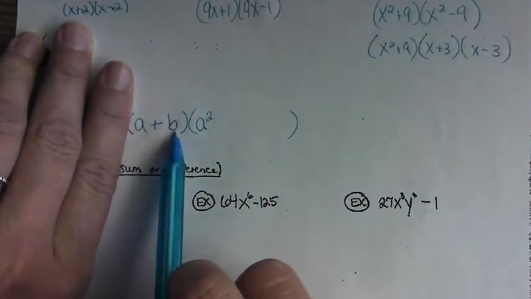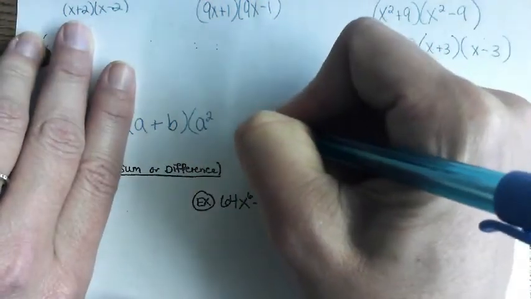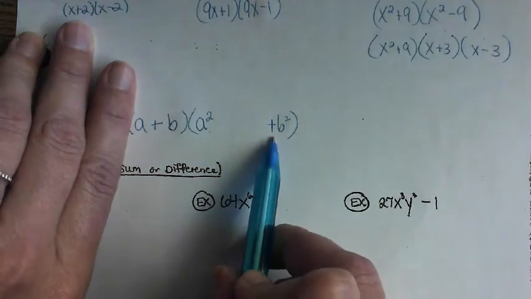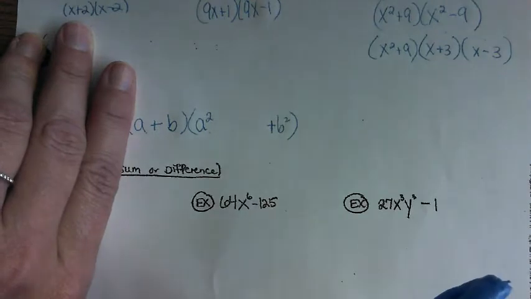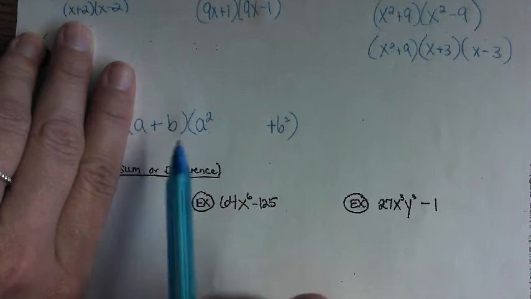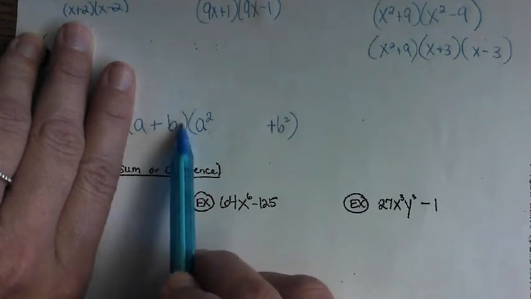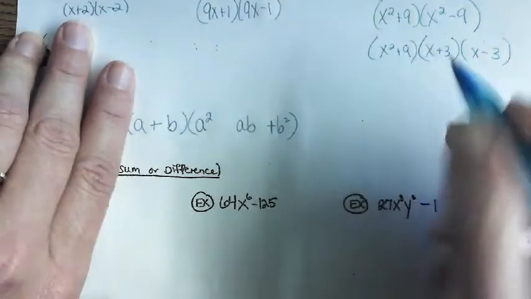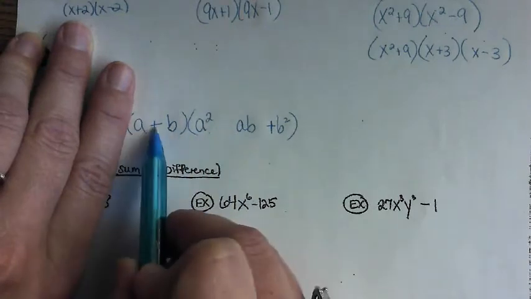Whatever the second term is, b in this case, I square it and it becomes the last term. And by the way, that's always positive because you're always going to get that by squaring something. The middle term of your trinomial comes from multiplying those two together. What's a times b? ab. So that's my middle term, and the middle term always takes on the opposite sign from the binomial.